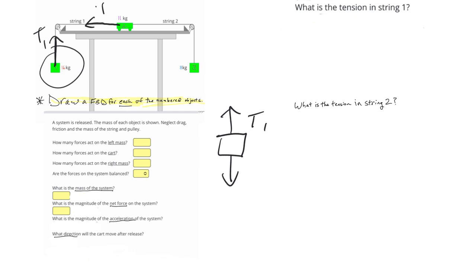Okay, so how many forces are on the left mass? Basically you got the weight and you got tension. Let's call that tension 1 because we got more complications here. So that's tension 1, and that has to be the same as this tension because of Newton's third law of motion. This is tension 2, and that has to be the same as this tension according to Newton's third law of motion.